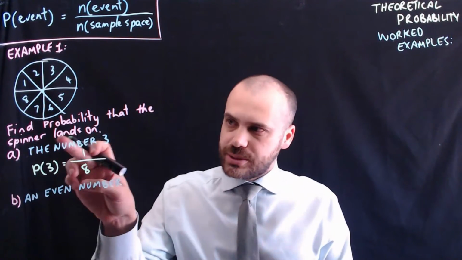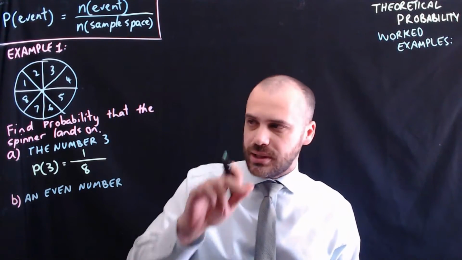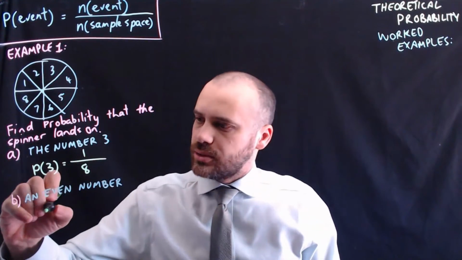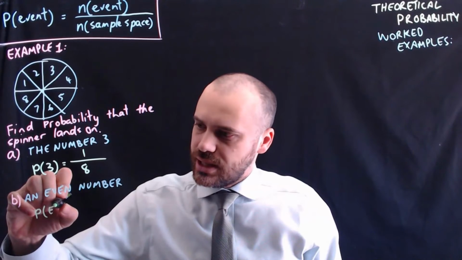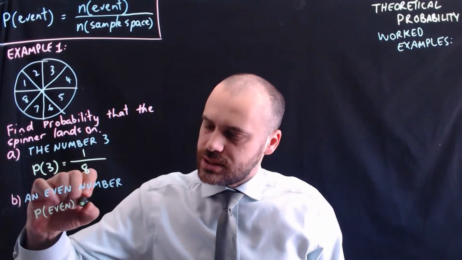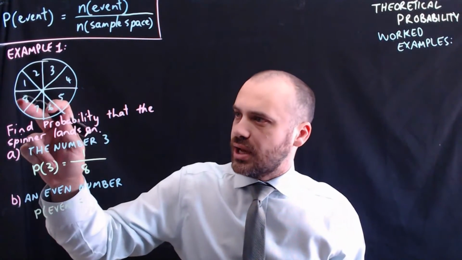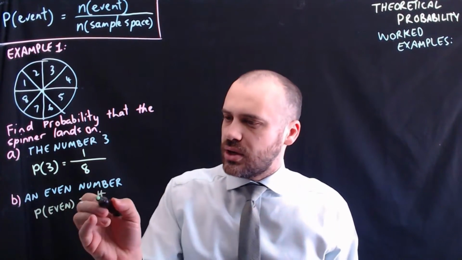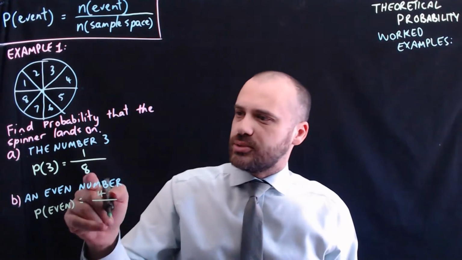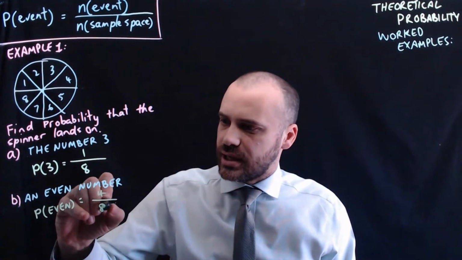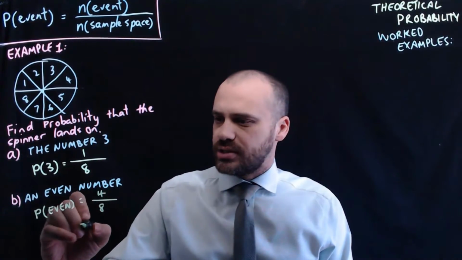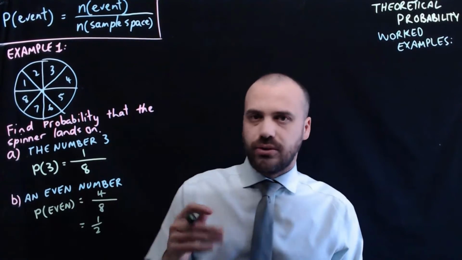Find the probability that the spinner lands on an even number. Again, we look at our formula. The probability that it lands on an even number is equal to the number of even numbers we can see: 2, 4, 6, and 8. That's 4 even numbers over the size of the sample space, which I don't have to count again. We know that's 8. Of course, I should simplify this. 4 over 8 is 1/2.